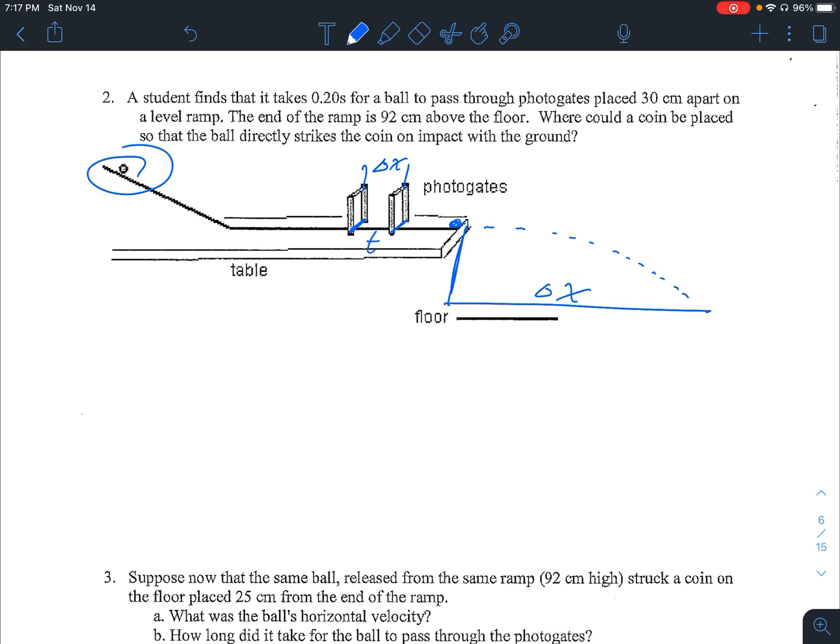Since it's a horizontal table and there are no horizontal forces, when the marble goes down, of course, it's going to increase its velocity. But then when it gets horizontal, it's moving at a constant velocity. So we can use that simple equation: velocity in the x direction is delta x over t. We're given that it takes 0.2 seconds and the photo gates are 30 centimeters apart. So we have enough information to calculate that.